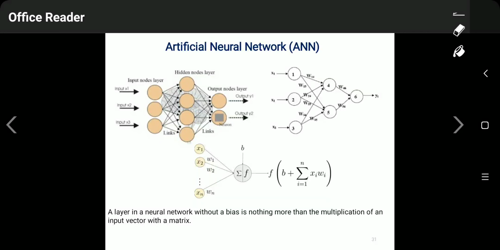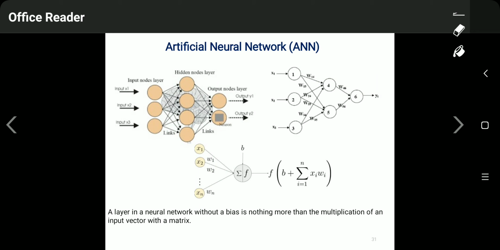Now, the next machine learning algorithm is the artificial neural network. Basically, the idea of the artificial neural network is borrowed from the human brain network. The human brain is nothing but a collection of millions of neurons. So how the human brain works, the same principle is copied into the artificial neural network.